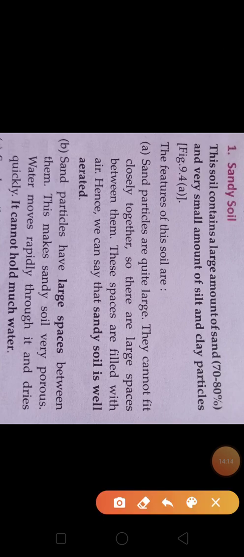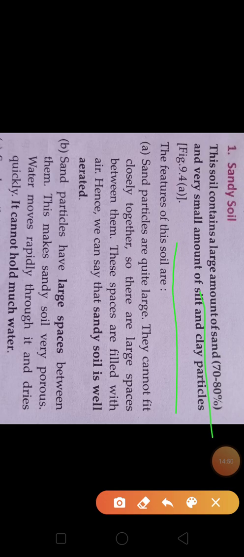The sandy soil contains a large amount of sand. That's why we can say that it is sandy soil, and it has a very little amount of silt and clay particles. The sandy soil is basically found in deserts, and the crops there are very few. Okay, the crops do not grow there because the soil cannot hold much water.